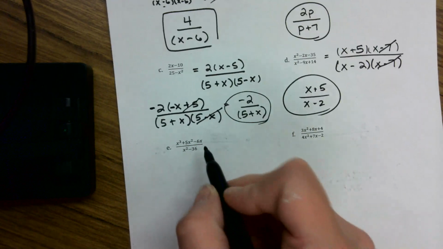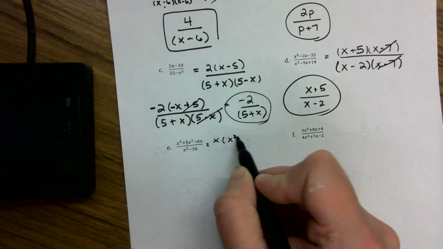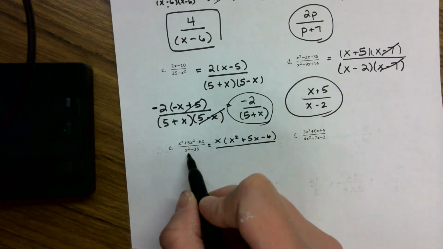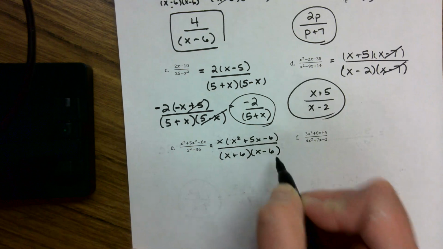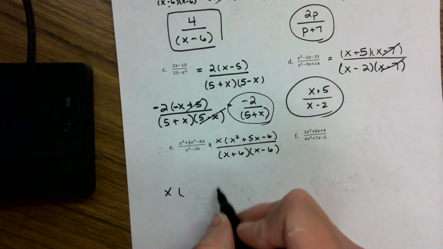Okay, on the bottom, there is no GCF. Oh, there is a GCF. There's an x. So x squared plus 5x minus 6 all over the difference of two perfect squares, x plus 6, x minus 6. Do we have 3 terms with a plus in the back? Nope.